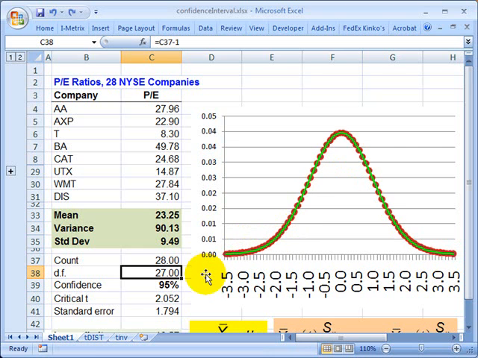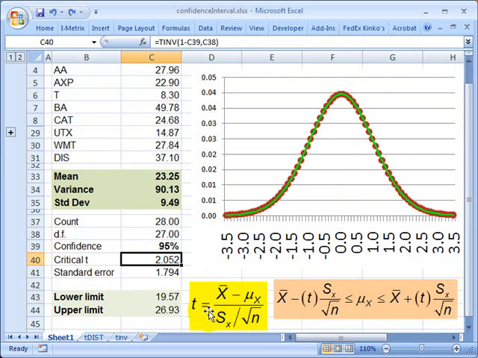So I'll put this back. We're still going to use the T distribution with 95% confidence. We've got a critical T of about 2. I'm going to move this down a little bit. What does it mean to construct a confidence interval now?